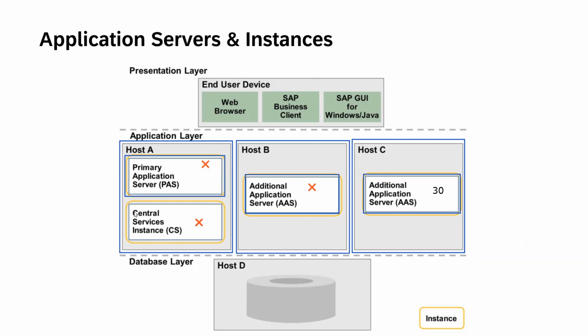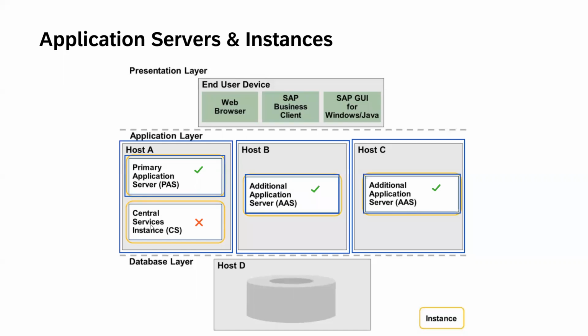Okay, so if you see over here, this is your central services instance. It consists of your central services, the services which are common to all the application server instances. If this instance goes down, your SAP will come down. It will no longer function. Even if all these instances are running properly, if your central services instance goes down, you won't be able to connect to your application server. So this is a critical instance.